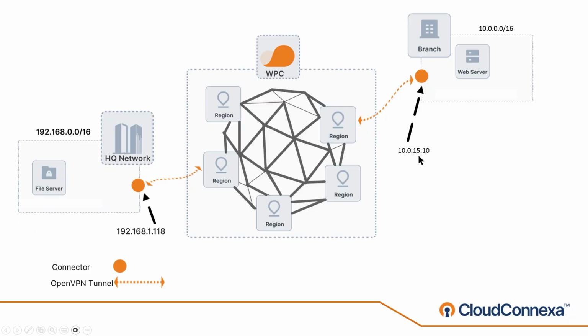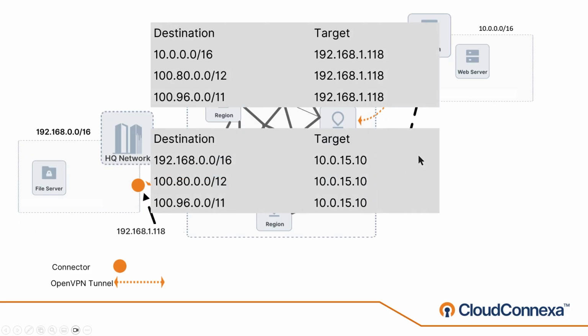At this time, we also need to take care of the static routes on each side. So basically, we'll need to add routes to each network's local routing tables on your routers or firewalls, so they know how to reach the remote subnet through the CloudConnexa IPs. For example, you can see on the screen the headquarter network needs a routing pointing to the branch subnet via the headquarter connector's IP. And then the branch network needs matching routes back to the headquarter subnets.